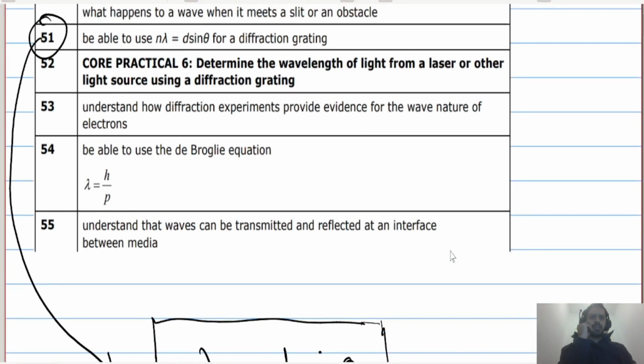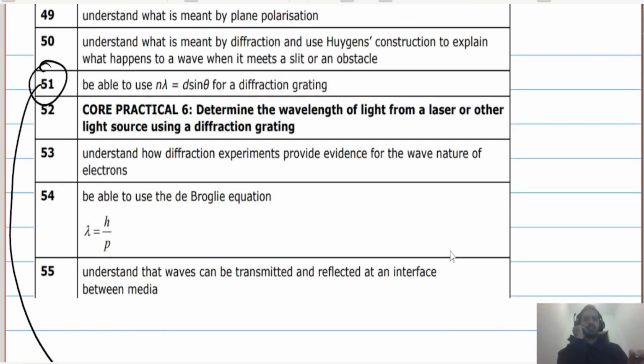And I should tell you that we are almost at the end of AS physics syllabus. So we are here right now. And after this, we just have one topic, which is photoelectric effect.